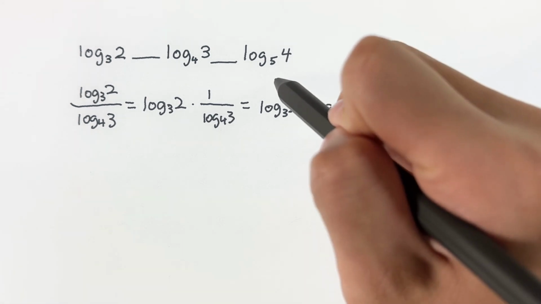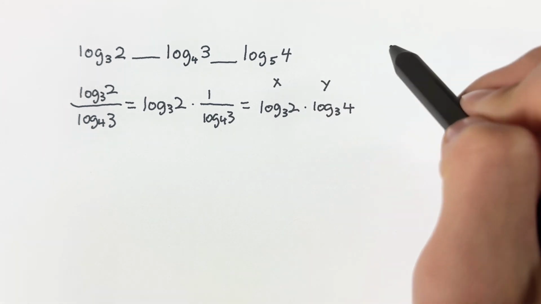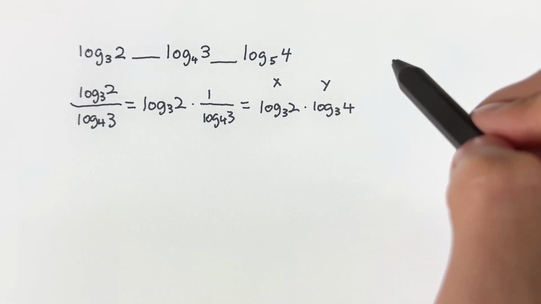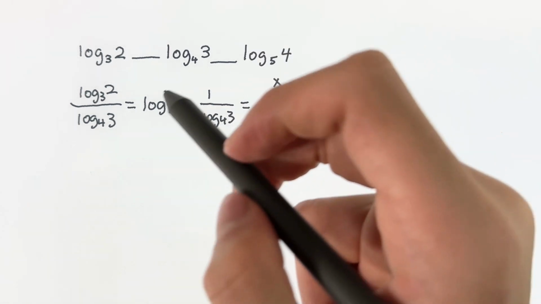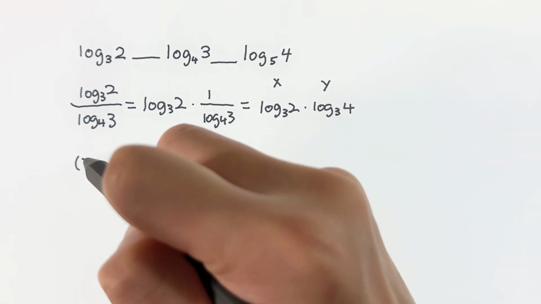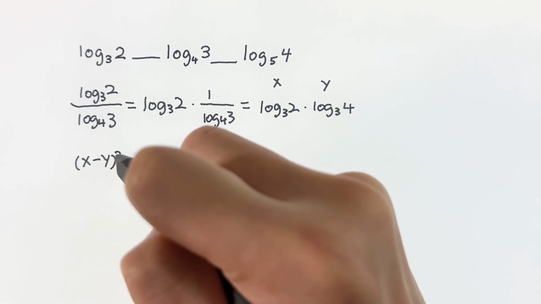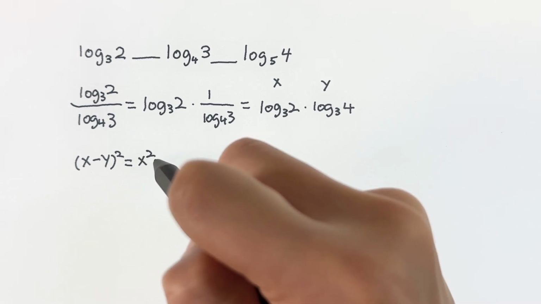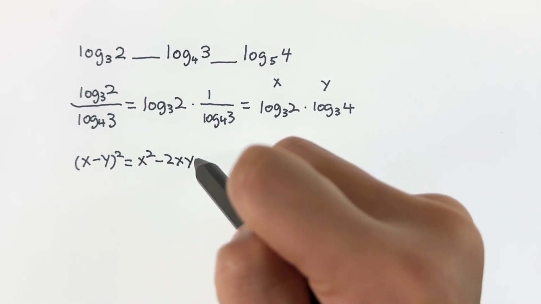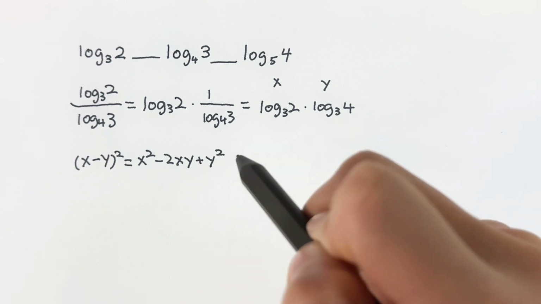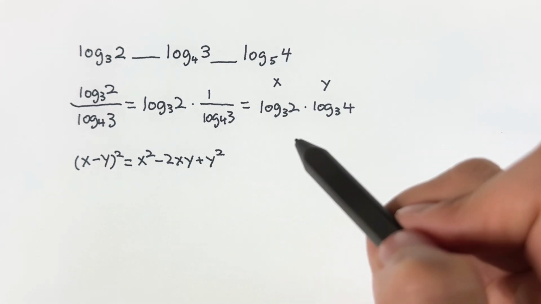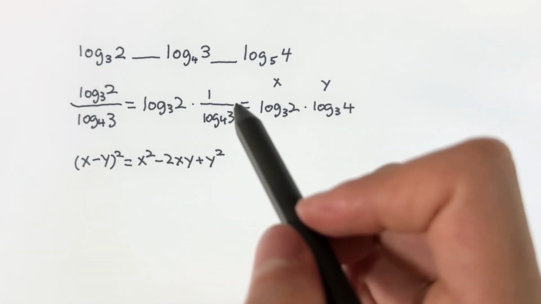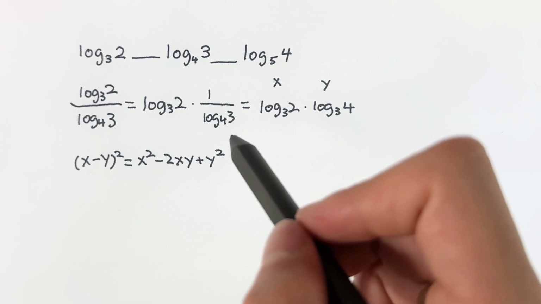So we can let these equal x and y respectively and see if we can find the range of xy. xy appears in a perfect square formula. So if we take (x minus y) squared, (x minus y) squared equals x squared minus 2xy plus y squared. And when I find the range of xy, we know that (x minus y) squared is larger than or equal to 0 by the properties of perfect squares.